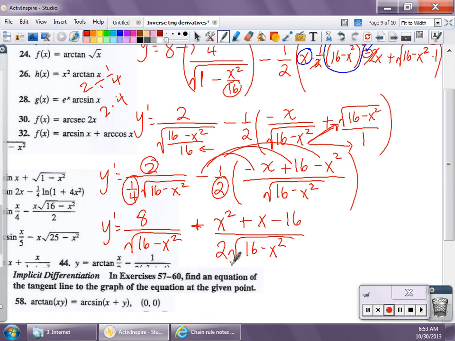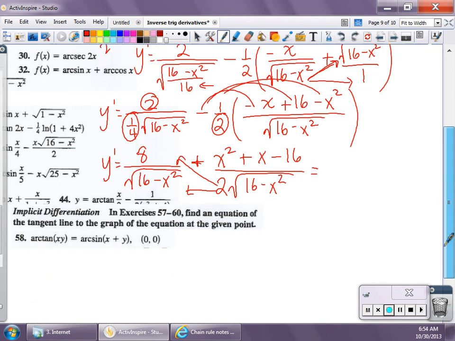I mean, I can keep going. I don't know if it's going to clean a whole lot more. I can multiply. I can get one grand common denominator. If I multiply the numerator and denominator here by 2, I will get out of space here. Let's move this over.